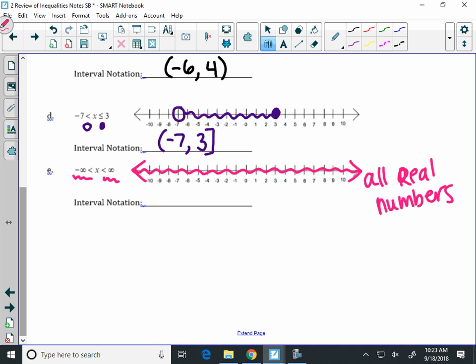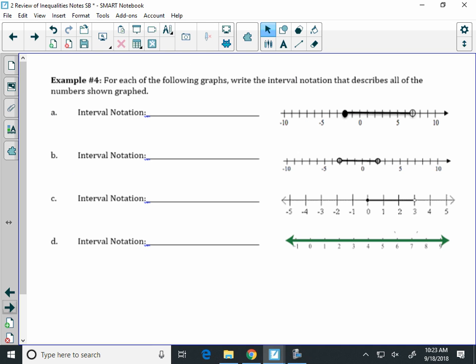So when you do your interval, because you have an arrow on the left, your interval goes to negative infinity, and negative infinity always gets a parenthesis, and the arrow on the right goes to positive infinity, which also gets a parenthesis. That is the way you would write all real numbers with interval notation, negative infinity to positive infinity.